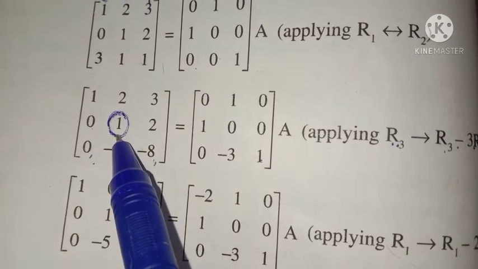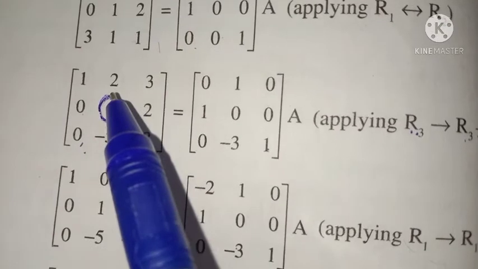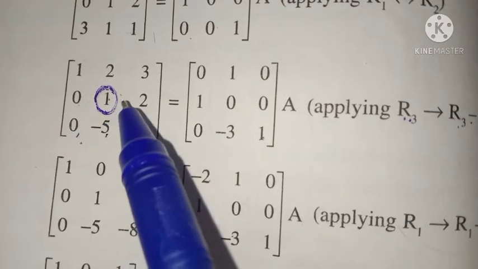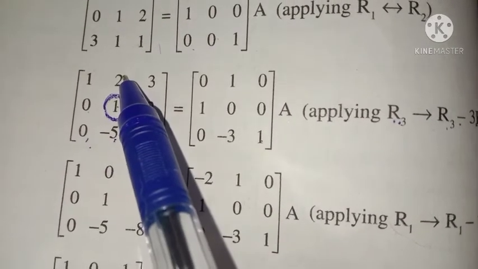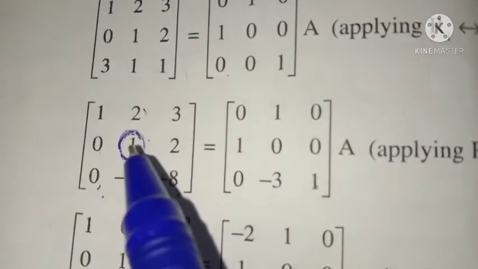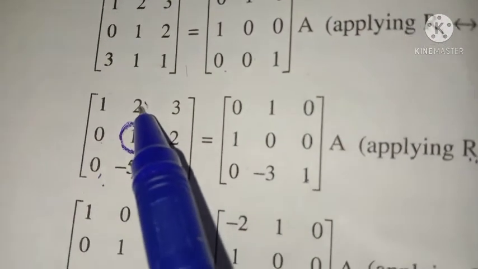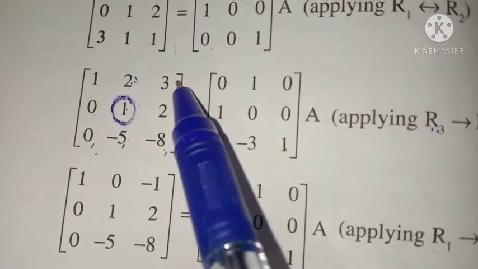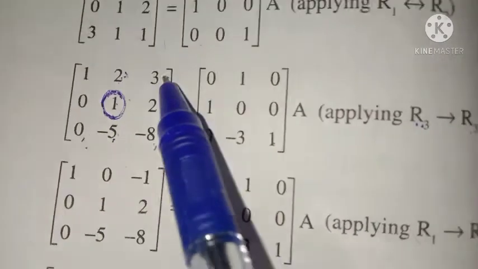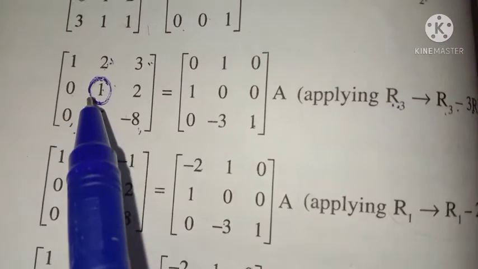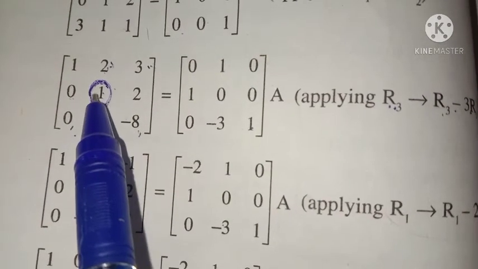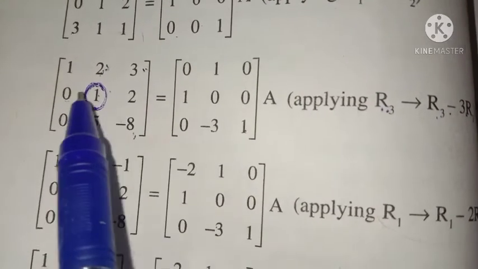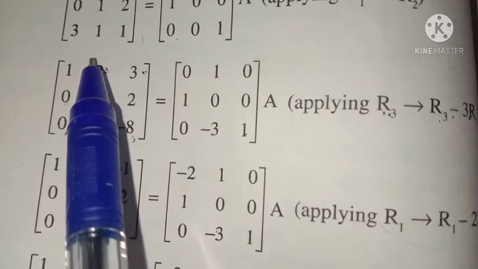Next we need to make the second row second element 1. Already this is 1. So that step is over. Now we want to make this minus 5 as 0, and this 2 as 0. So first we are going to make this 2 as 0. This 2 belongs to the first row. So we want to change the first row. That means we are going to multiply the second row by 2 and then subtract it from R1.